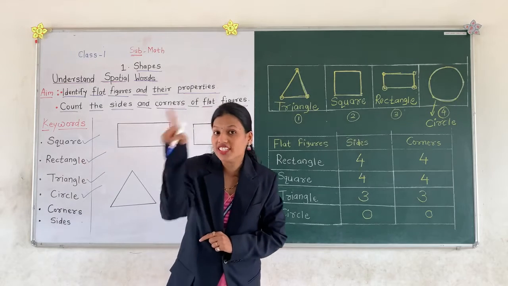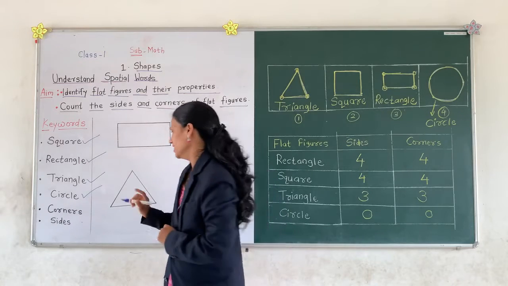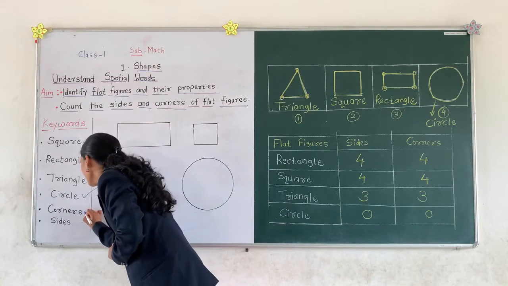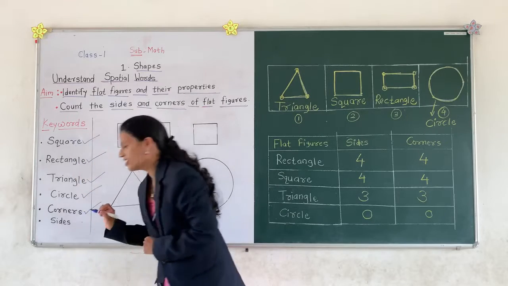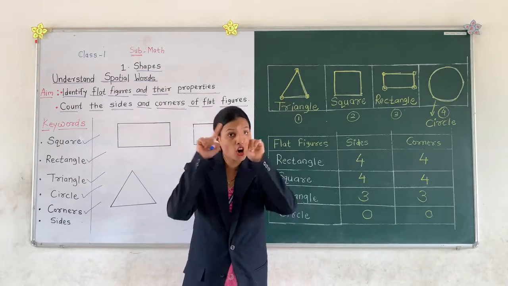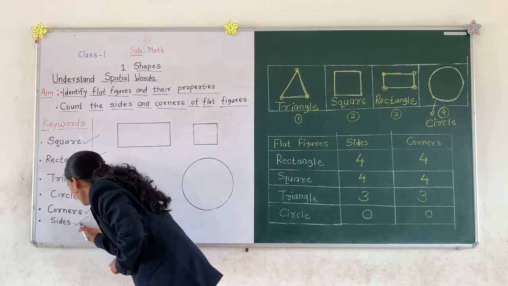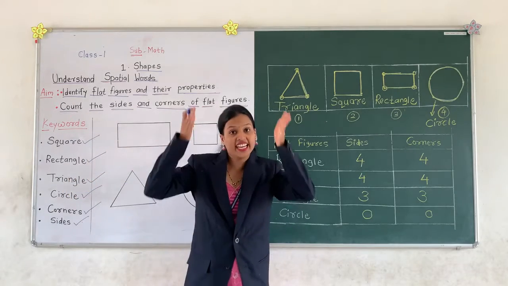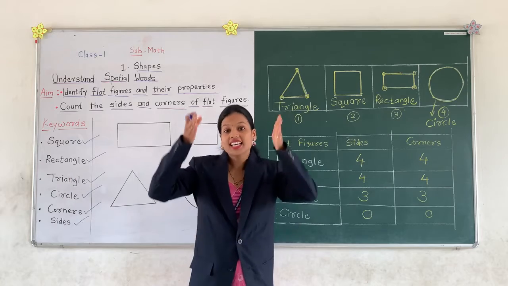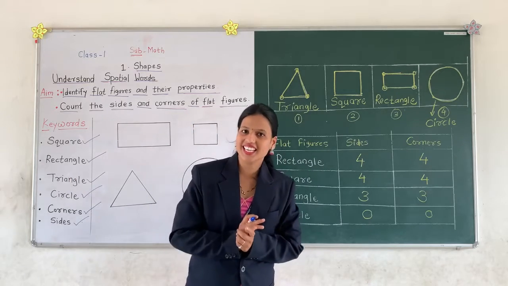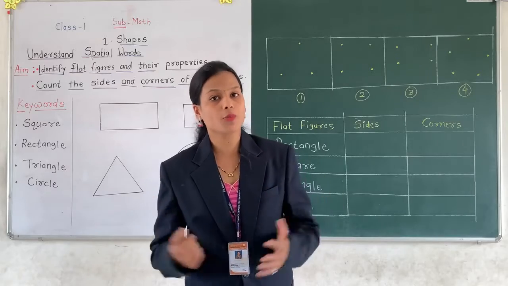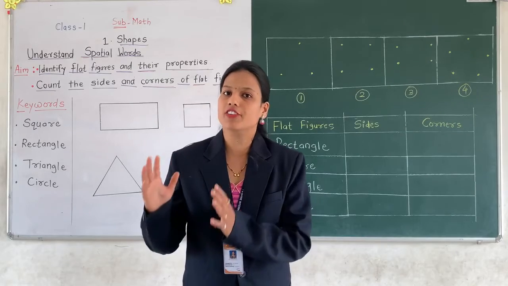What is the new word? Circle. Next is corners. What is the word? Corners. And the last one is sides. What is the last word? Sides. Okay. We observe many objects having different shapes.